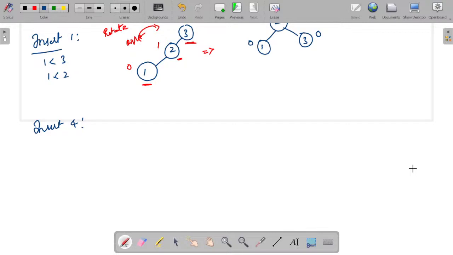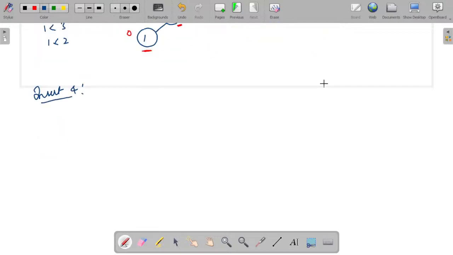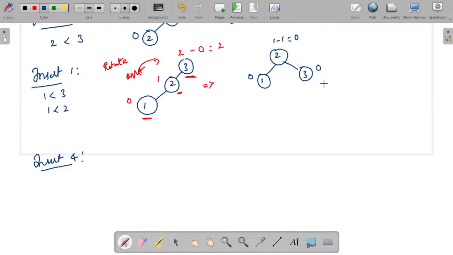Now we will see how we can insert 4, and to insert 4 we have to consider this tree as the present tree, right? I believe everybody knows how a binary search tree works, and now 4 is inserted at this position.